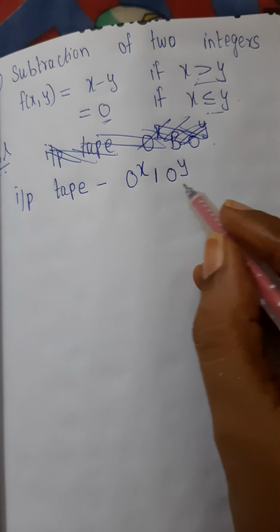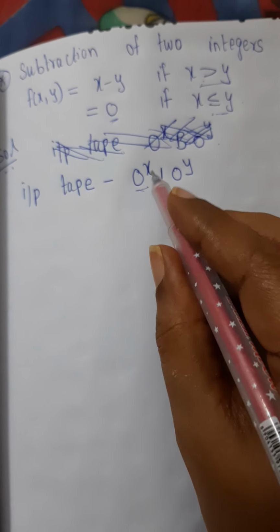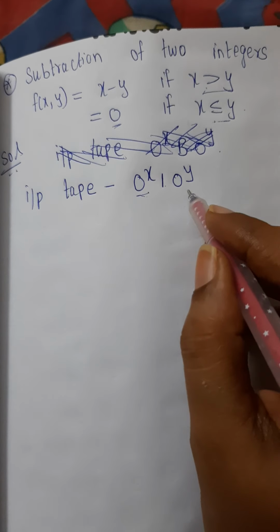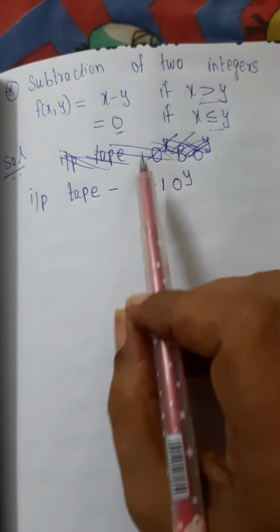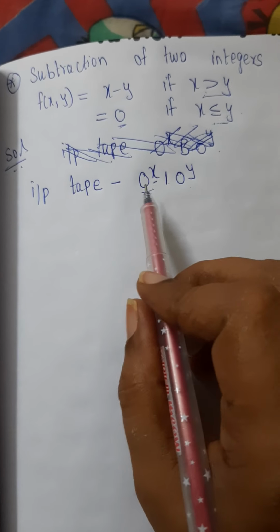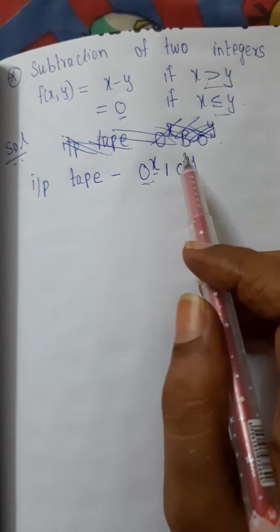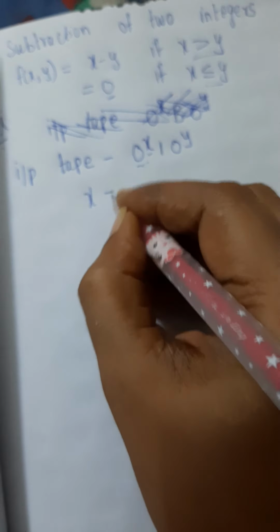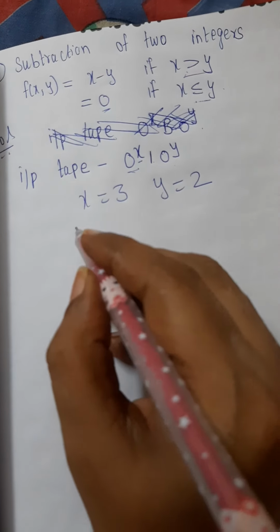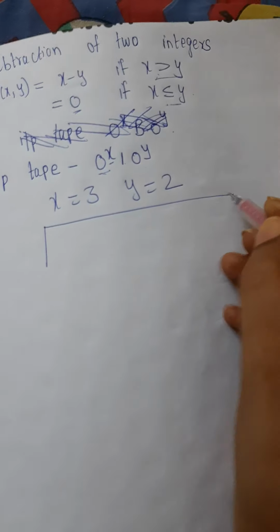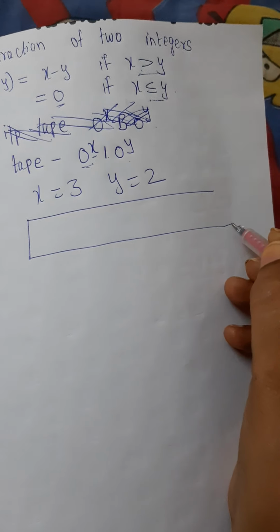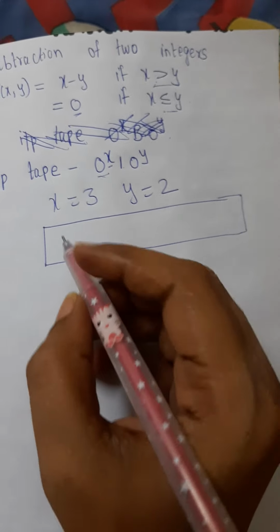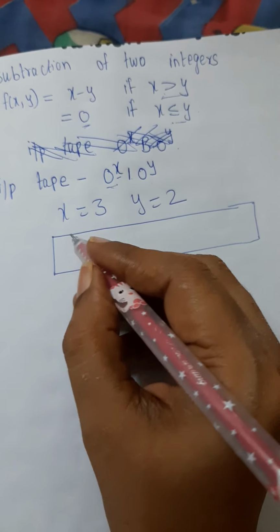Now we will take the input tape as 0 power x, 1 and 0 power y. We will denote x with the number of zeros for x and the number of zeros for y. For example, I'll take x equal to 3 and y equal to 2. As I already said, the integer values in the Turing machine will be represented with zeros. So that means 3 zeros for x.